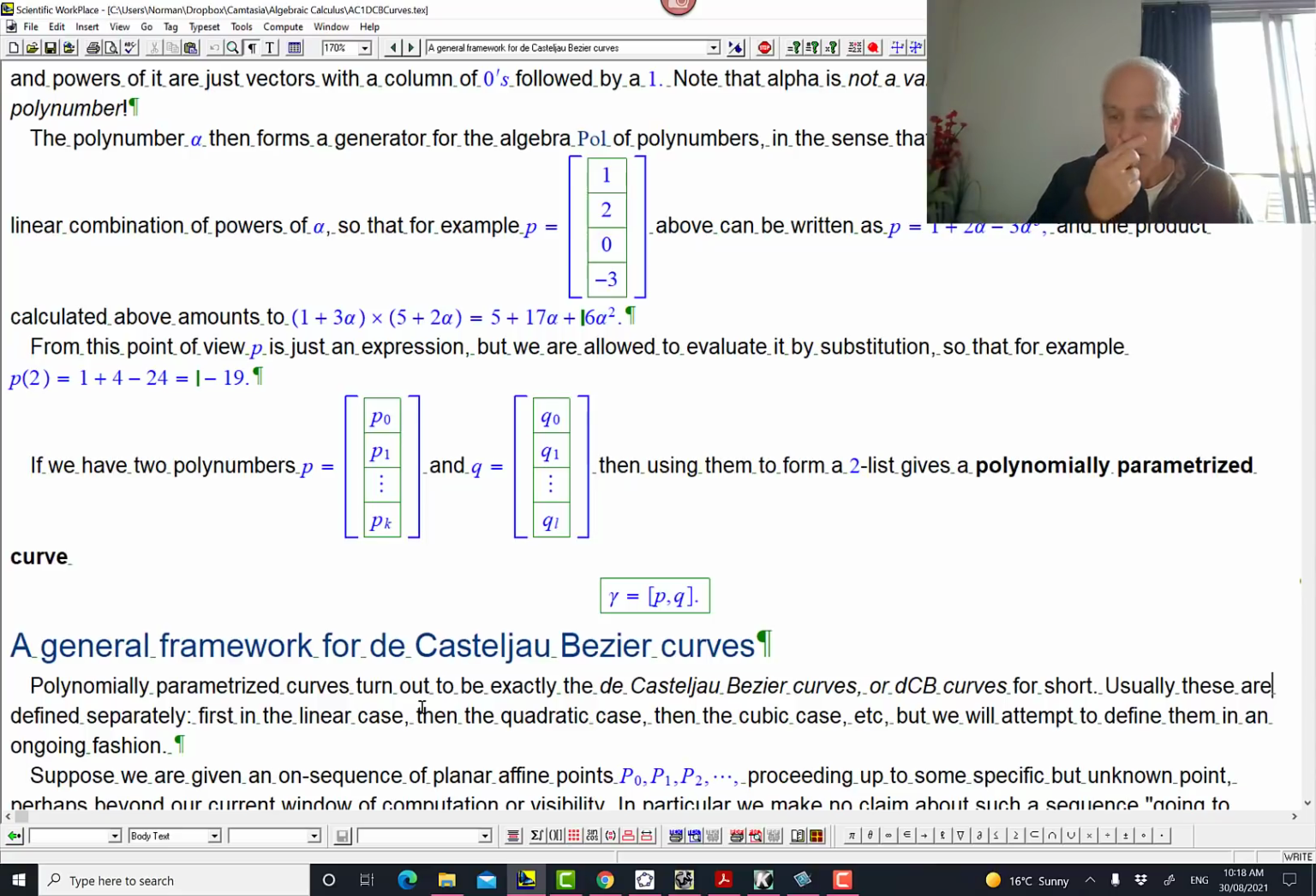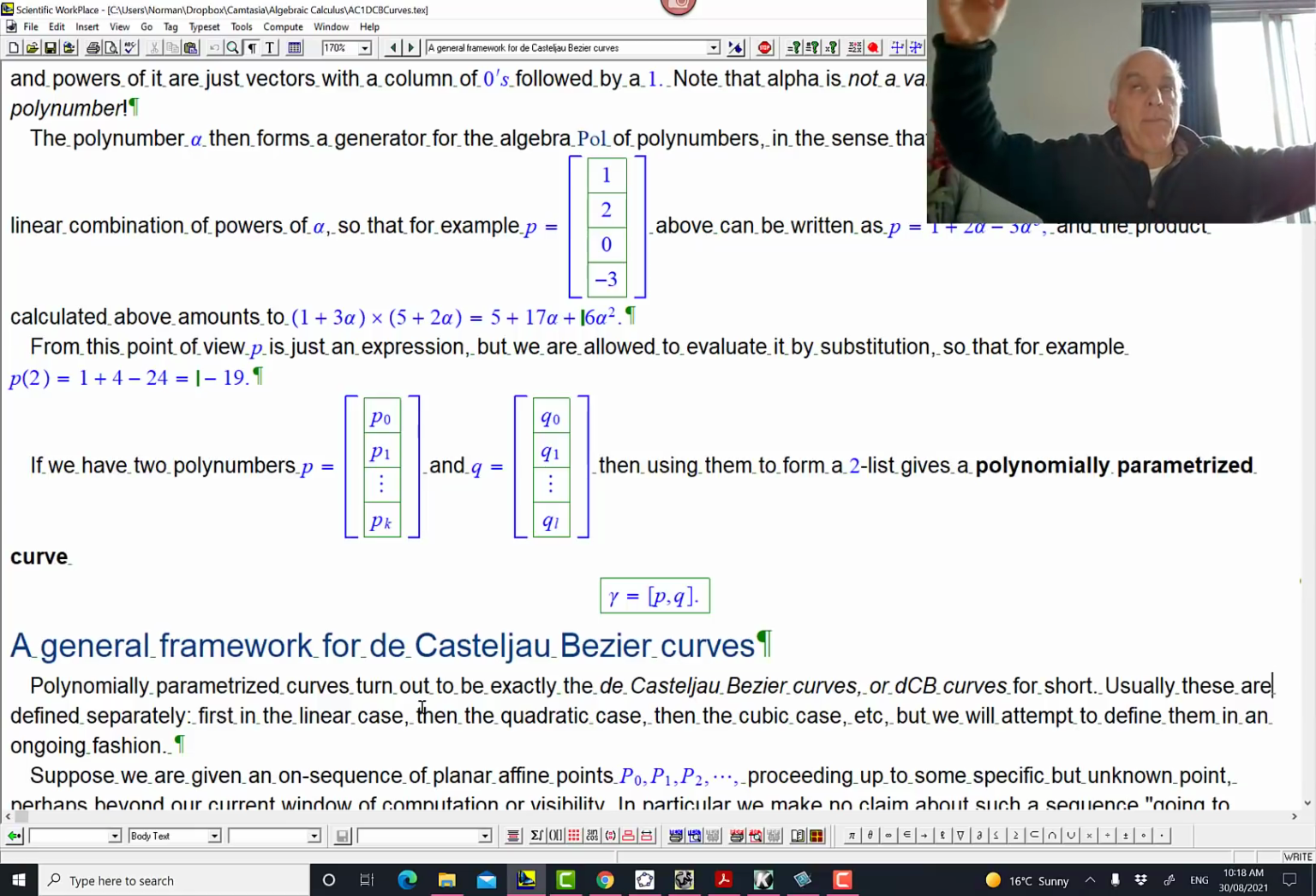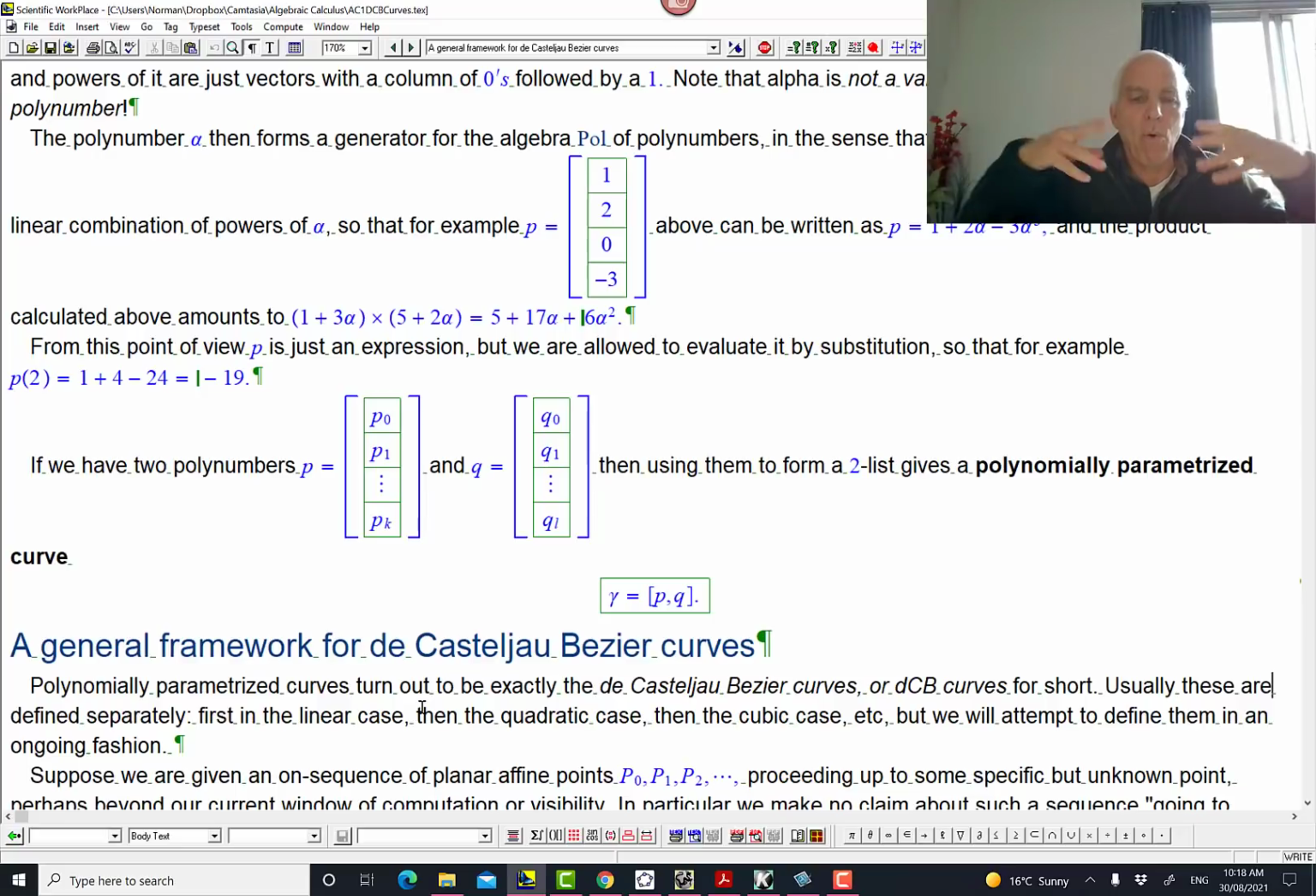Okay, so usually these DCB curves are defined sort of separately. That is, usually we start with the linear case, and then the quadratic case, and then the cubic case, etc. And that's still how I want you to think about things, that we have an order of complexity. But I want to put them all in the same kind of pattern, agreeing that these things are going up in complexity, but I want you to think about the whole thing somehow as a consistent pattern.